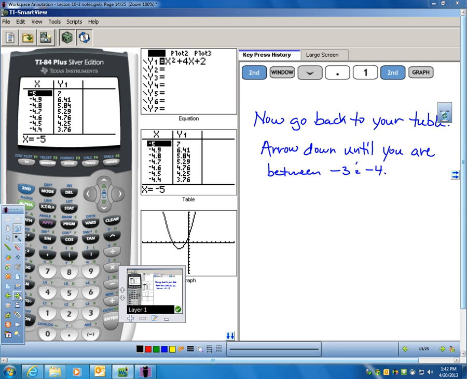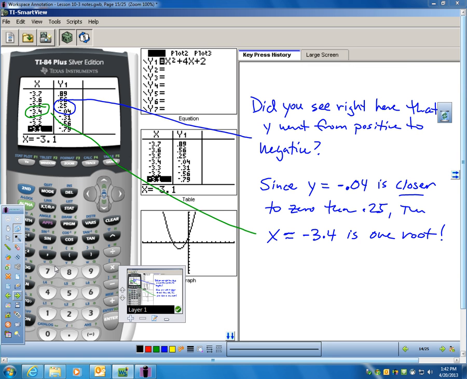Now, when you do that, go ahead and make another table. And you can arrow on your table until you get between -3 and -4. So let's get between -3 and -4. And now what I want to find is when does this table cross from positives to negatives? And you see right here, the table crosses from positives to negatives. So I know my answer must be -3.5 or -3.4 to the nearest tenth.